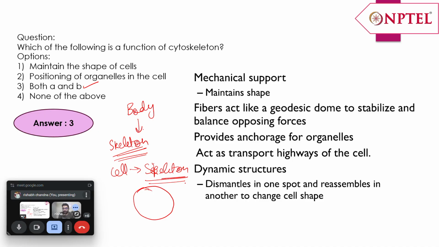Okay, then there are different organelles. How does a cell decide which organelle is to be placed where in a cell? This is also maintained by the cytoskeleton. So the cytoskeleton has three components inside the cell. First is the microtubules, actin filaments, and intermediate filaments.